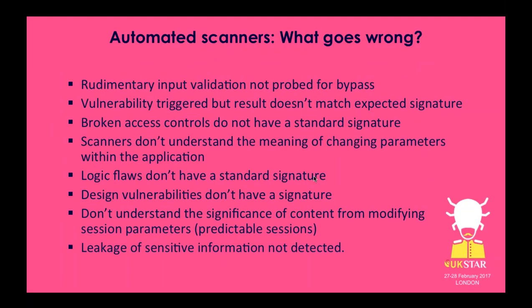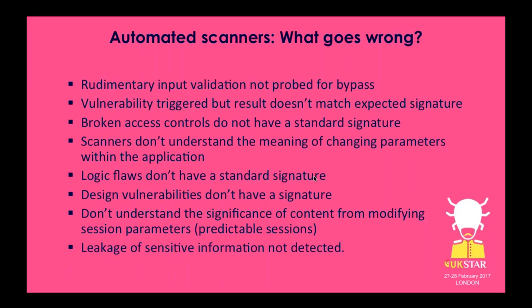But there are a lot of things they won't discover, and these tools are not very accurate. They've been around for about 15 years. They keep trying to improve, but they're really not good enough. So what goes wrong? Well, if developers put some rudimentary input validation in, like, I won't allow an apostrophe to be entered into this data entry string, the DAST tool may just give up there rather than probe for a bypass the way an intelligent, intuitive human would. And the vulnerability may actually be triggered, but doesn't send back the expected signature that the tool is looking to match, to say, oh yes, I got that back, that means I've got cross-site scripting.